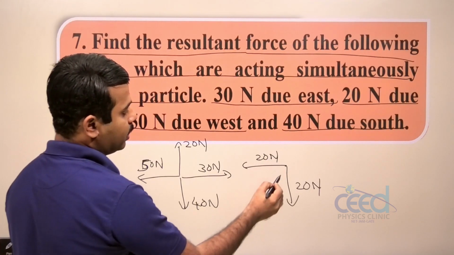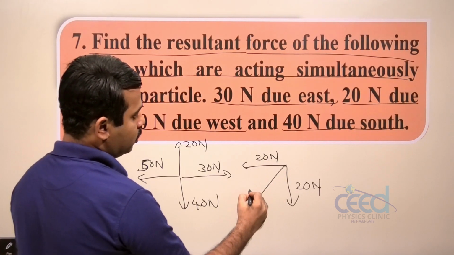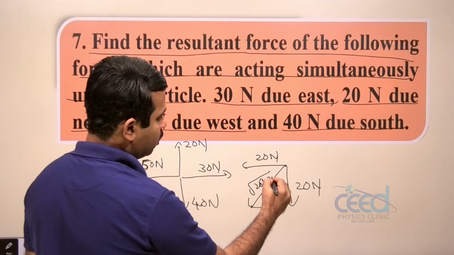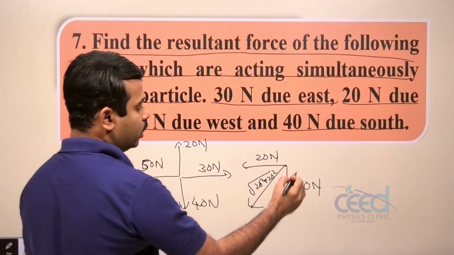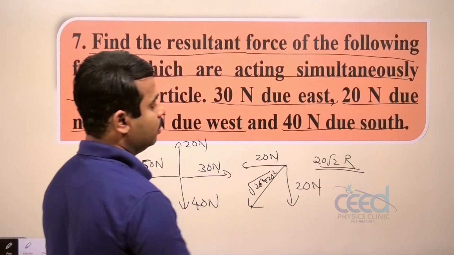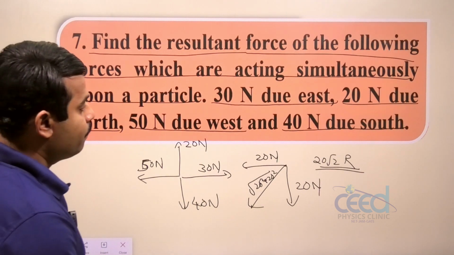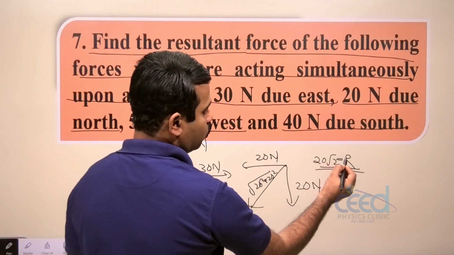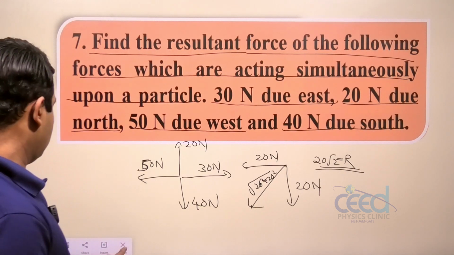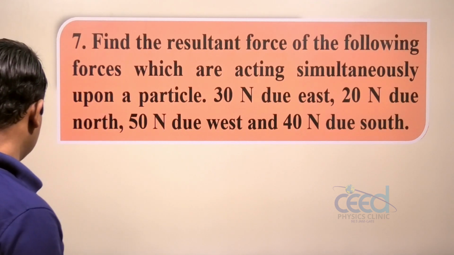Then what is the resultant? It is the square root of 20 squared plus 20 squared. That is 20 root 2. That is the resultant, 20 root 2 Newton. Alright. Now let us go to another question.